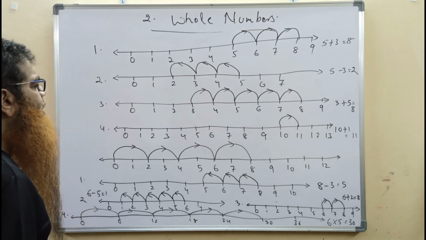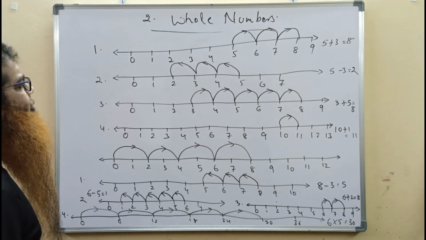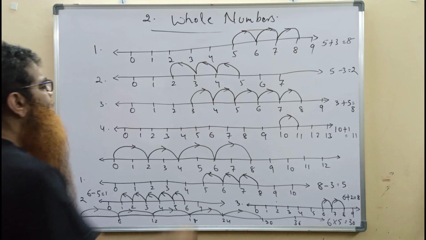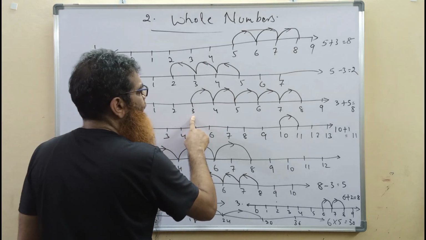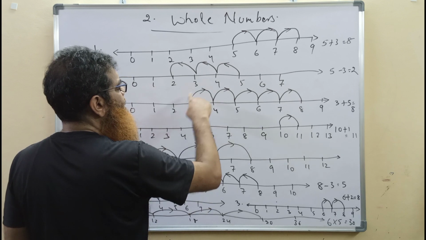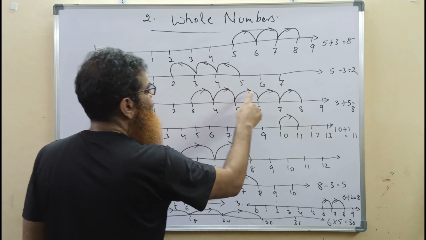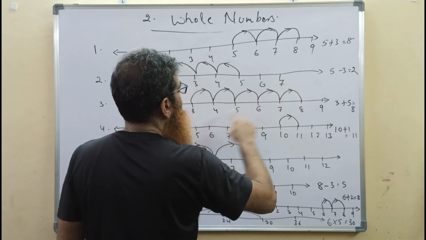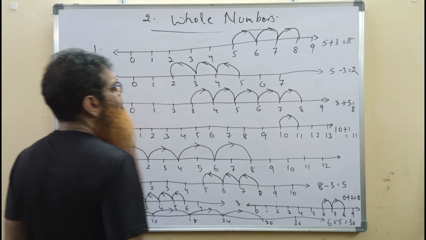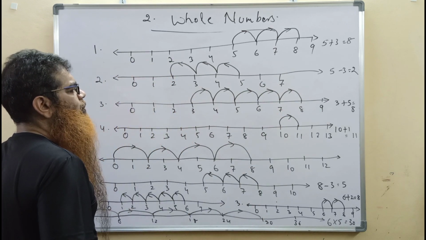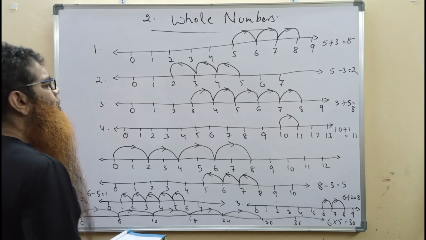In the third question, we are doing addition again. 3 plus 5. We are starting from 3. We are adding 5 numbers. So we'll jump 5 times. 1, 2, 3, 4, 5. We have added 5, jumped 5 times to get to 8. 3 plus 5 is equal to 8.